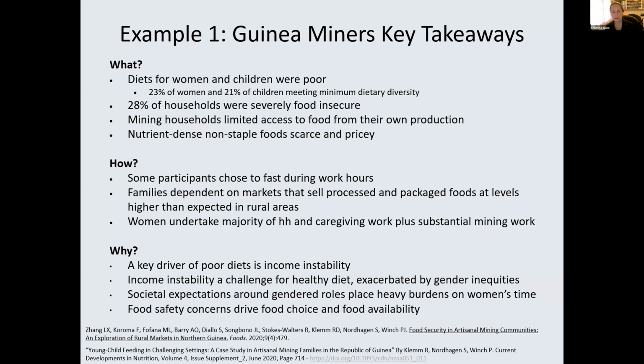Further, they identified across both vendors and participants that food safety concerns were driving both food choice behaviors and food availability, in part because both vendors and consumers were placing considerable value on ensuring that foods are clean and safe at the generally unhygienic mining sites. And in terms of the income instability, while the profession can afford opportunities to make substantially more money than agriculture, particularly for women, the income generation is highly variable and unpredictable, and it was having a serious impact on both the quality of diet and the security of their diet from day to day.